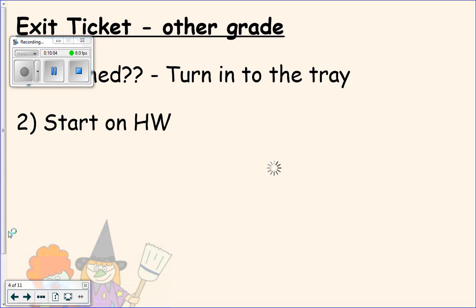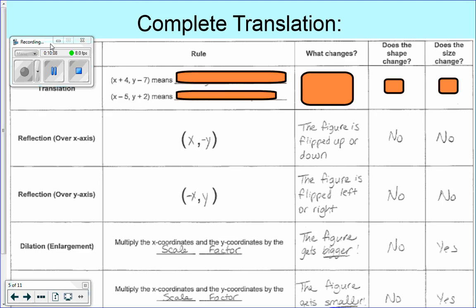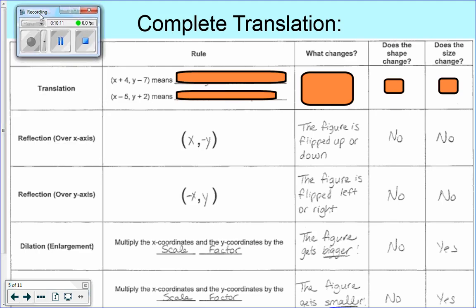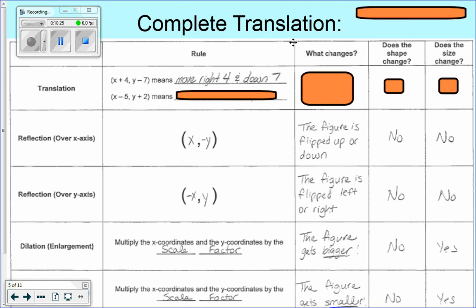Awesome. Okay, so get out your content frame from yesterday, and let's go ahead and fill in and complete the translation row. I'll give you about a minute or so, and then we'll check. Alrighty. So the first rule, x plus 4, y minus 7, means we're going to move right 4, because on the x-axis it's either right or left, and on the y-axis we're going to move down 7, because that means negative. Are we good with that? X minus 5, y plus 2 means, since the x is negative, a left direction, 5 units, and y plus 2 on the y-axis is going up 2 units.